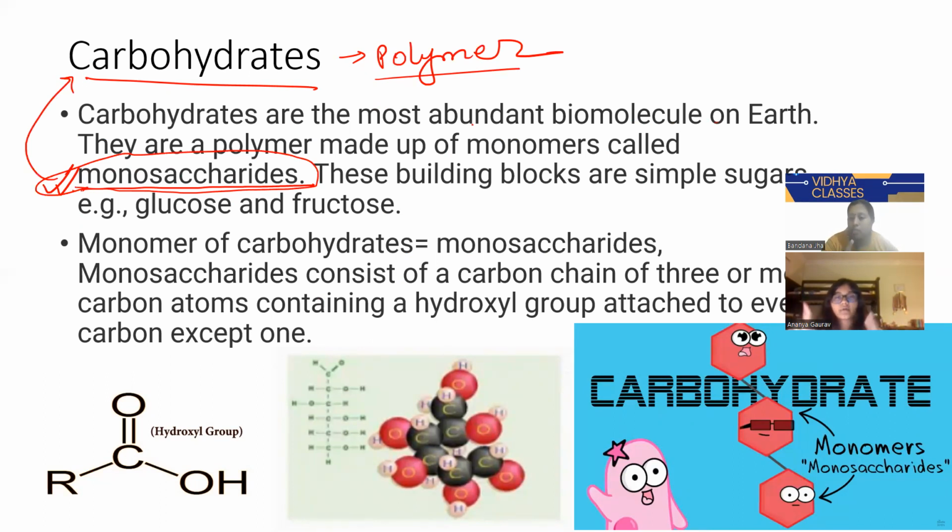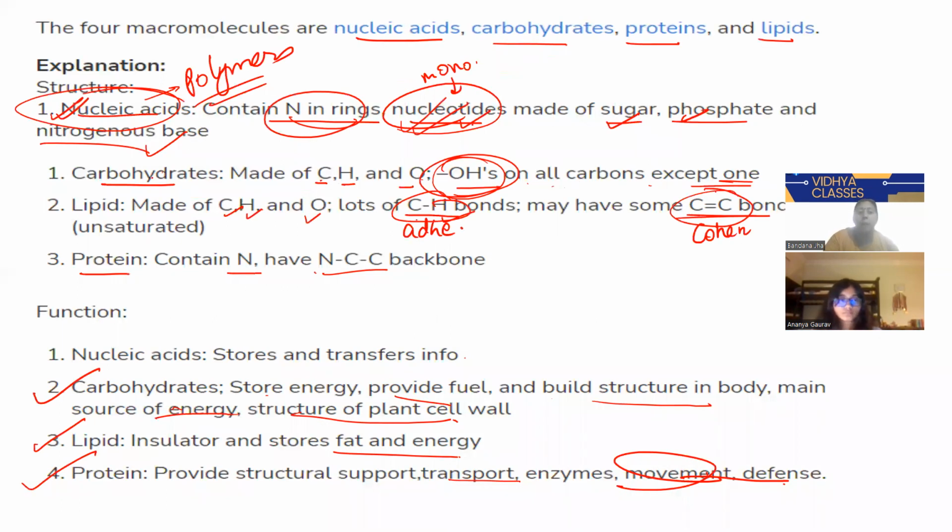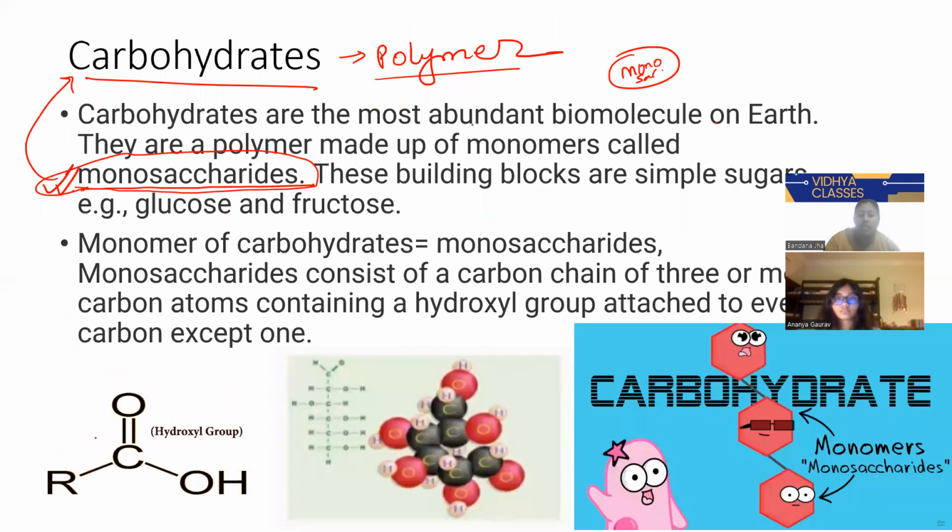When monosaccharides bond, all the monosaccharides combine to form a carbohydrate. The monomer is small, one monosaccharide. This one monosaccharide is a combination of carbon, hydrogen, and oxygen, in which we have OH. So you can see here, we have OH.